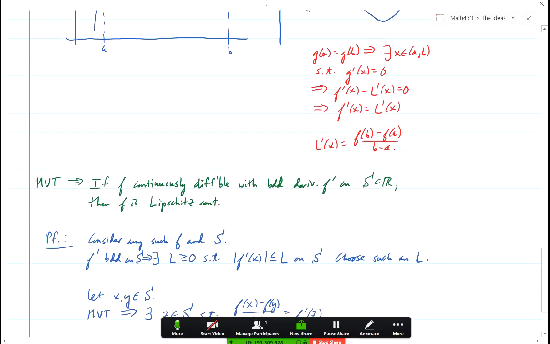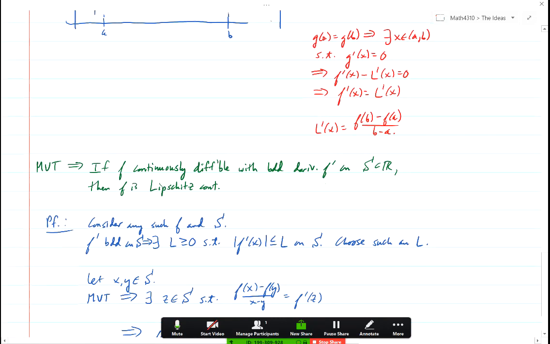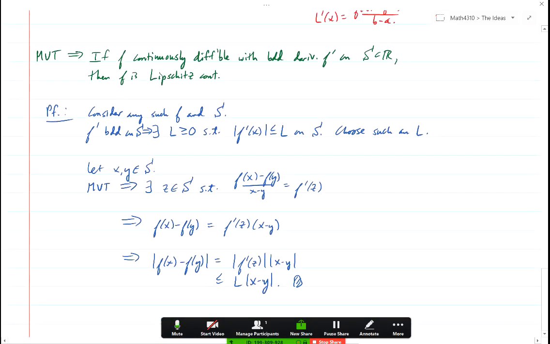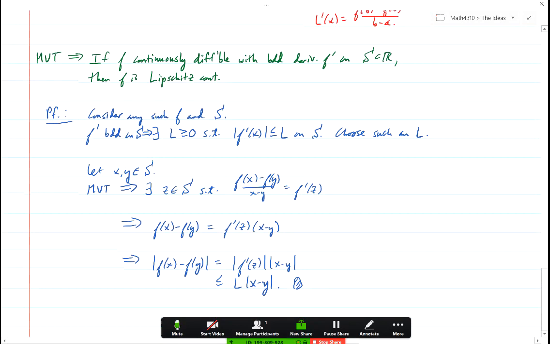Okay, so the mean value theorem says if f is continuously differentiable with a bounded derivative, then it's also Lipschitz continuous. So I provide a proof of that here, but that's just an additional result. I don't think that's in the book, but I just thought it was useful if you wanted to see it. So I'll let you go through that on your own time.